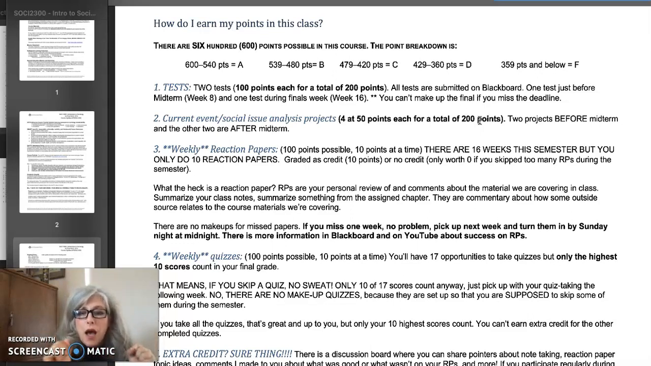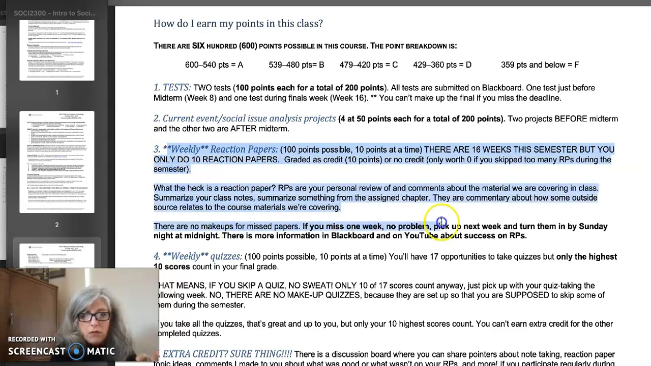Okay, so let's go to another document that's in this folder that talks about the reaction paper rules for success, because reaction papers are a wide open assignment. You can choose your topic for it. Let me give some examples of what you should do. Please read this section 3 right here. Please read this section of the syllabus to make sure that you know what a reaction paper is.